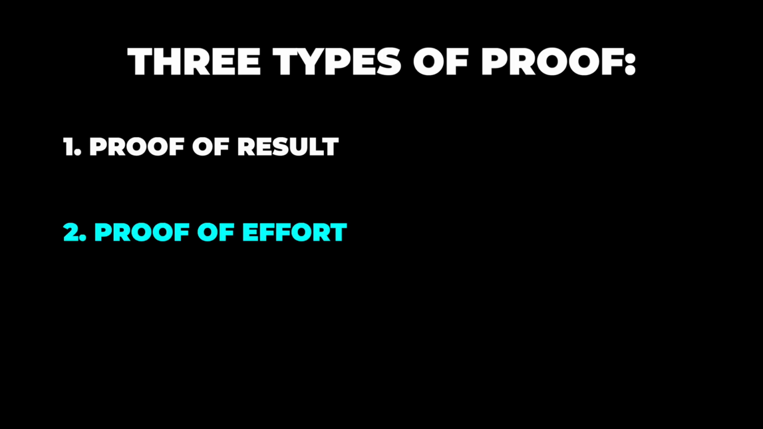These were all results that I've managed to attain for myself, or a result which I can replicate over and over again, like a video editing tutorial, and I can make a video teaching the viewer how to do it for themselves. So that is proof of result. Next, we have proof of effort.